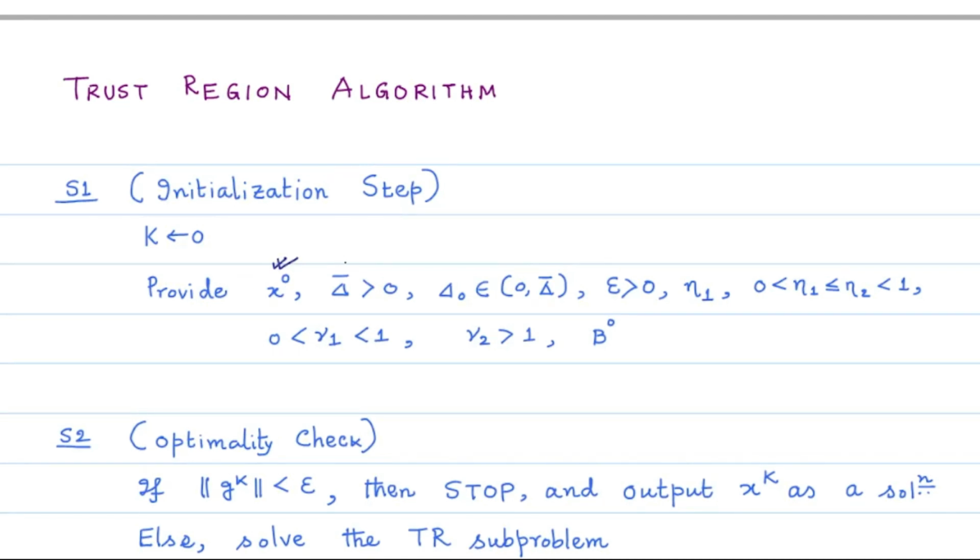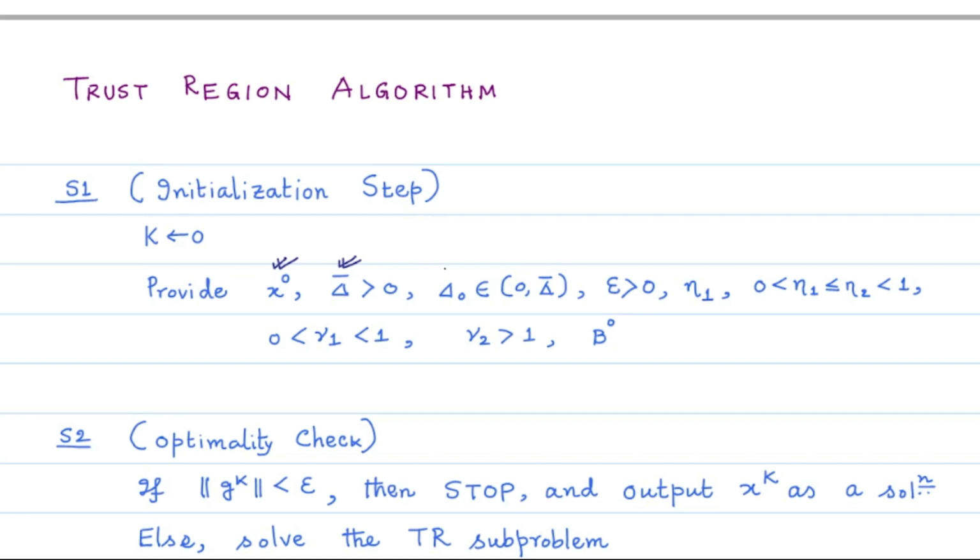We also provide a maximum allowed step length delta bar to be taken across the points, because if we do not provide it, we may be very aggressive and keep expanding the trust region radius, and in that case we take a very aggressive step and the method might not converge to an optimum solution. So we take a cautious step: we initially provide a maximum allowed trust region radius delta bar.